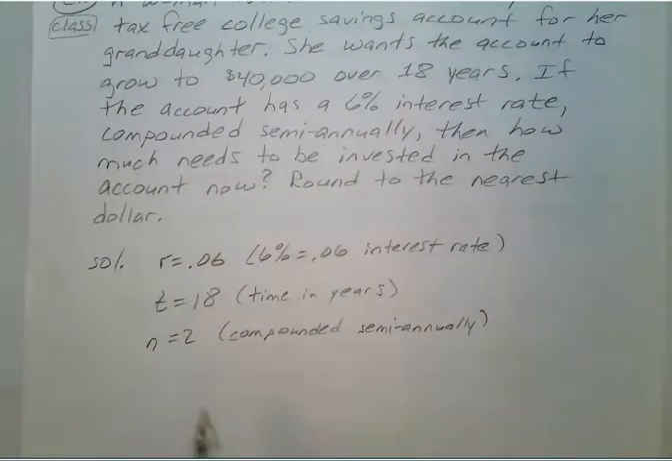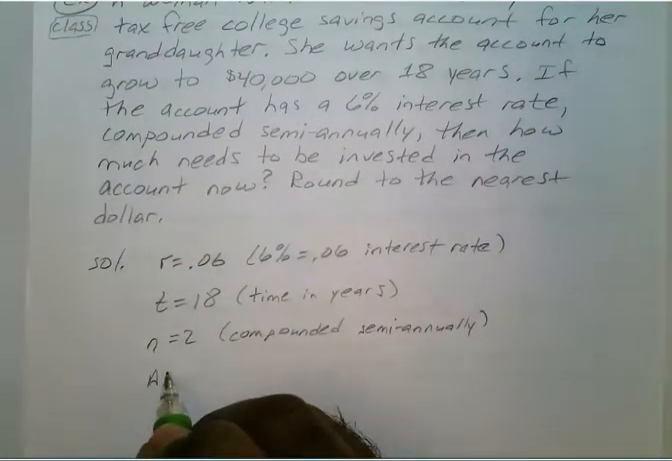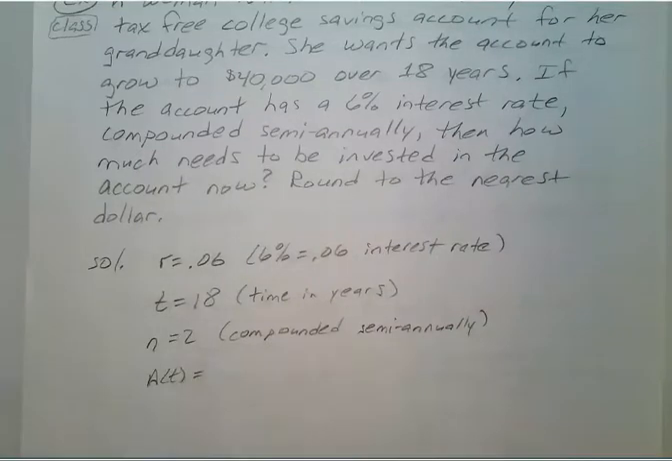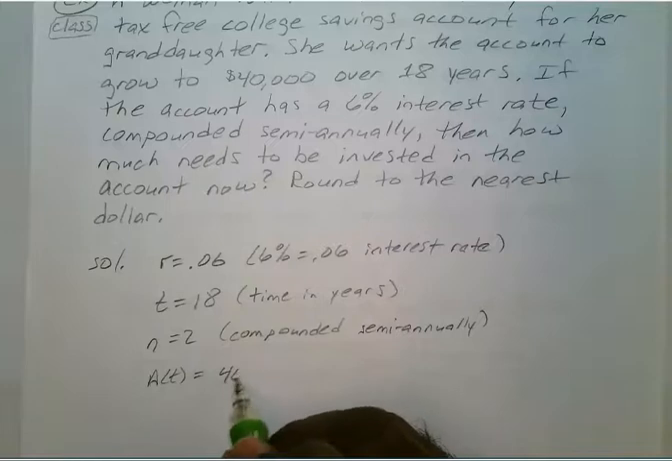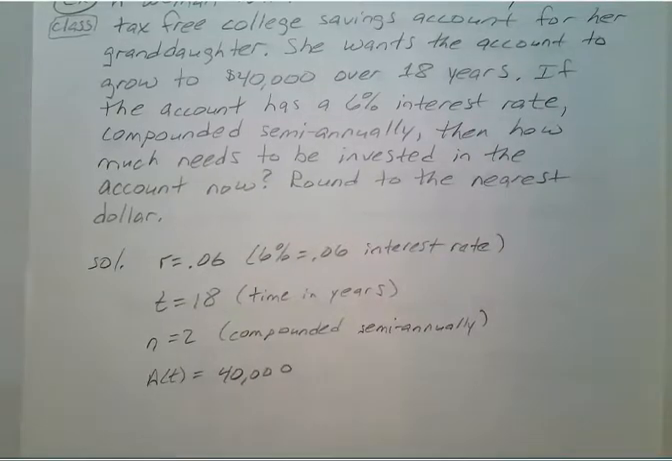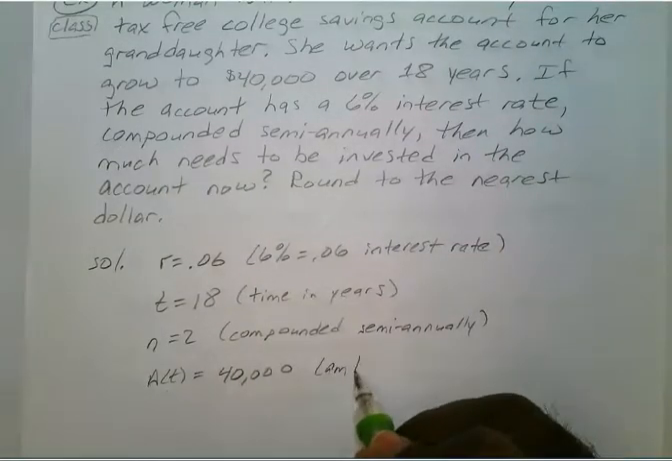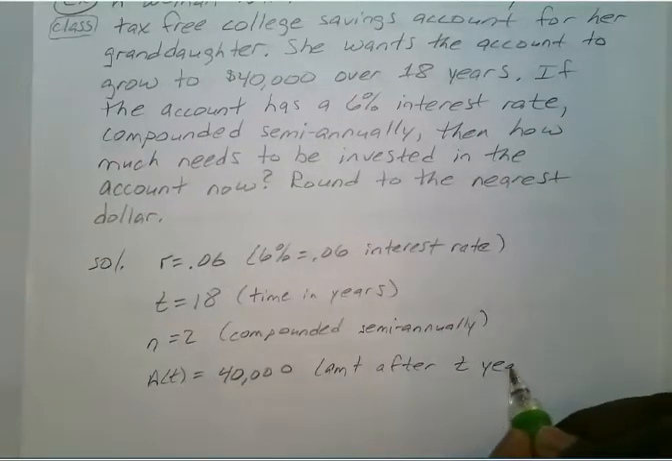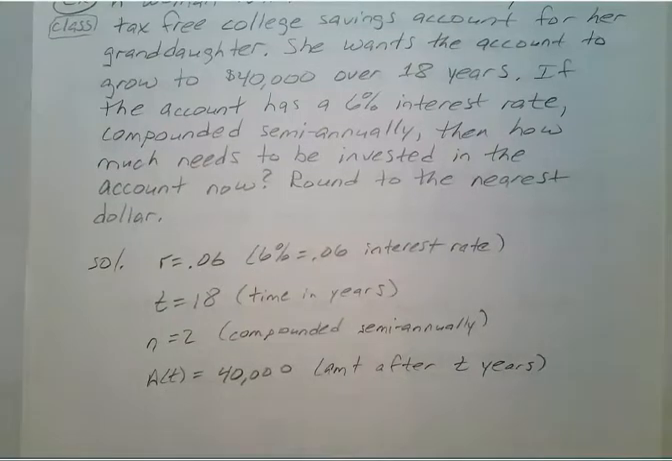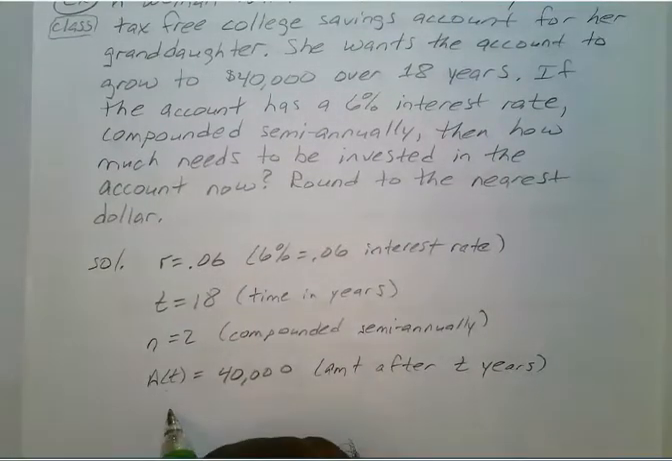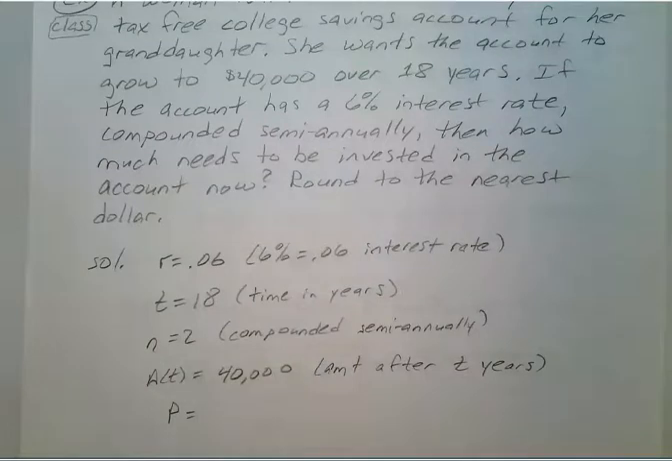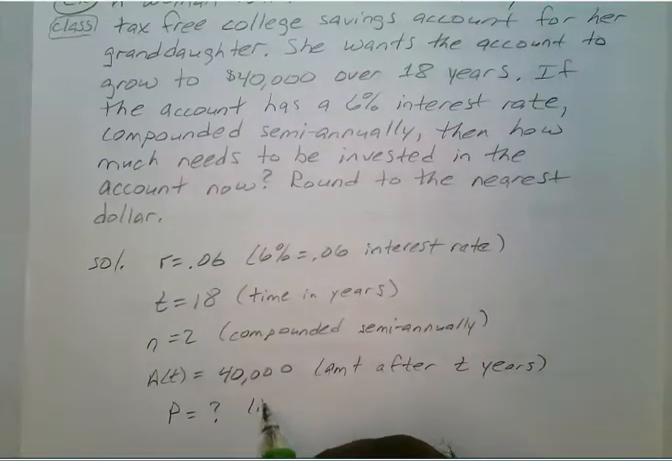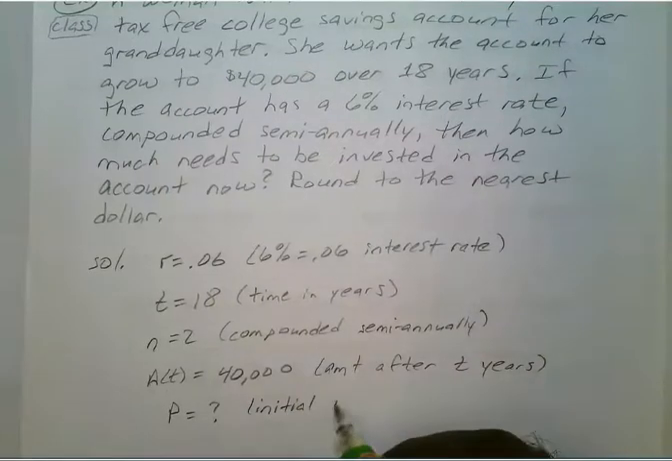Okay, now the amount, we actually know that value. We're not solving for this. We know that value. That amount is $40,000, because that's the amount after T number of years. Okay, now our starting investment, or our starting value, is what we're solving for. So this is our initial investment.